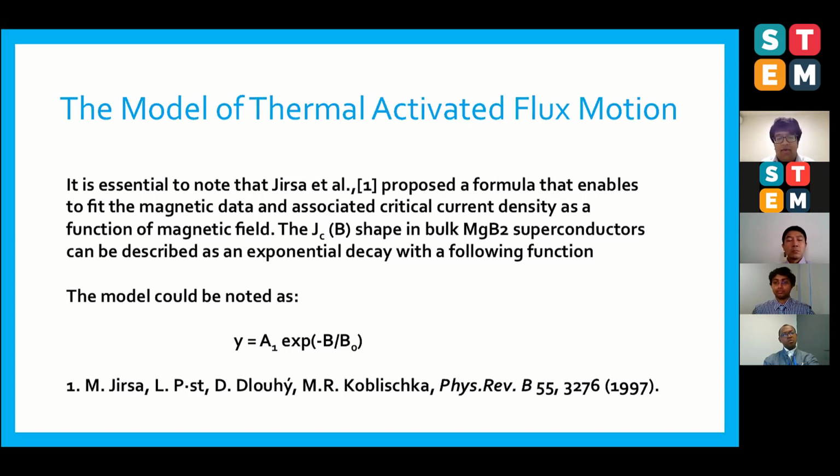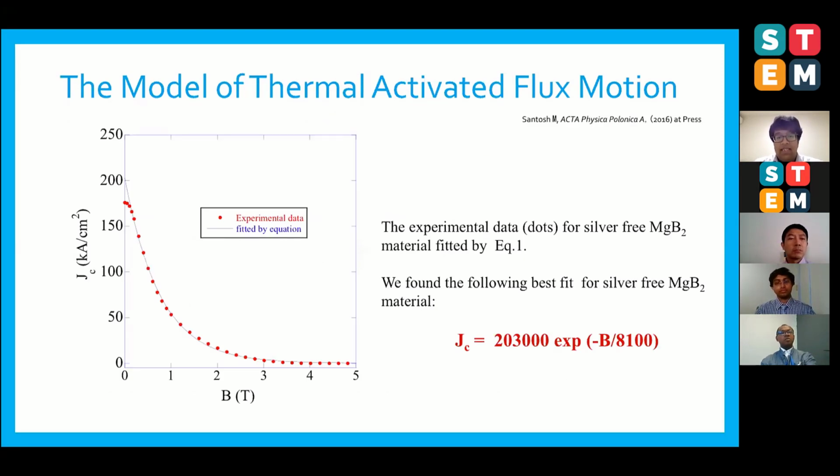So from this, you can note that JC1 is the remnant critical current density, B stands for the applied magnetic field, and B0 is one of the parameters there, a fitting constant that signifies how fast the peak is decaying with the increasing magnetic field. So this is one example. The experimental data was nicely fitted for the MgB2 material with equation 1, and this was the best fit model which I was able to investigate.